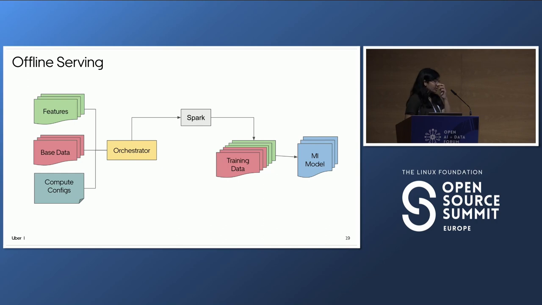The second problem I'll go into detail is offline serving. So what is offline serving? This is a very high-level overview of what offline serving looks like. We have certain features, and we have base data. Base data also includes your labels and compute configs, because we need to run a Spark job to perform all these large joins. We take all this information as input and pass it to the orchestrator, which eventually starts a Spark job. This Spark job will run a set of joins. It will join the base data with your features, and then generate a training data set, which is used by the ML models. So this is what its structure looks like.